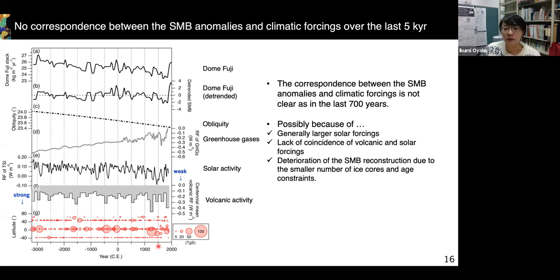There is also a possibility that surface mass balance variability is not well captured by our stack because of the fewer number of ice cores for the period and age constraints. In any case, it is desirable to obtain long-term and detailed reconstructions of Antarctic ice sheet surface mass balance at multiple sites to examine their relationships with the climate forcing.